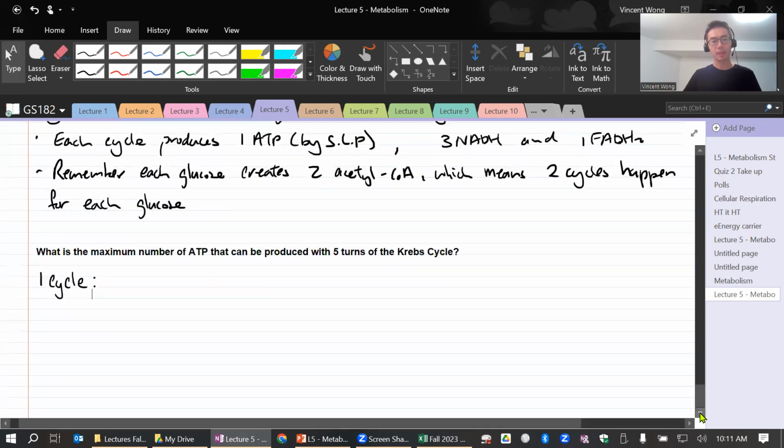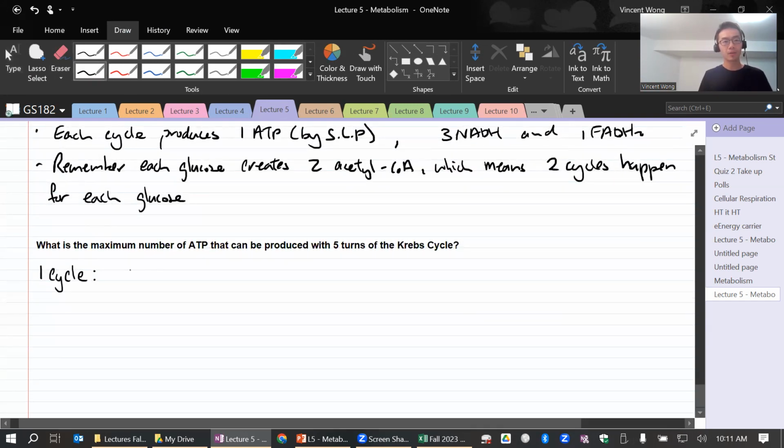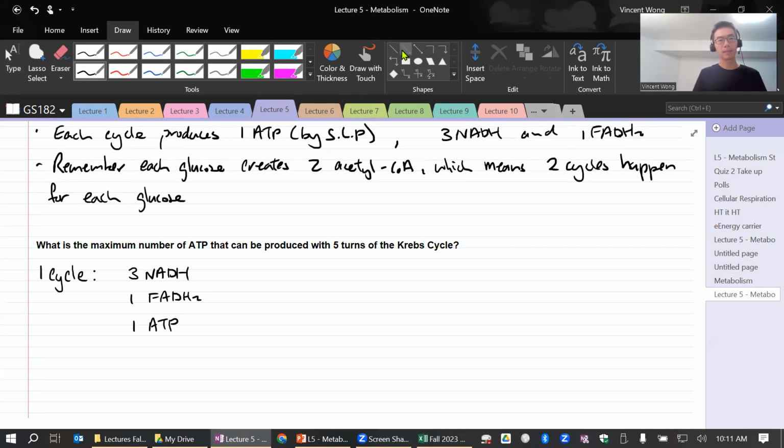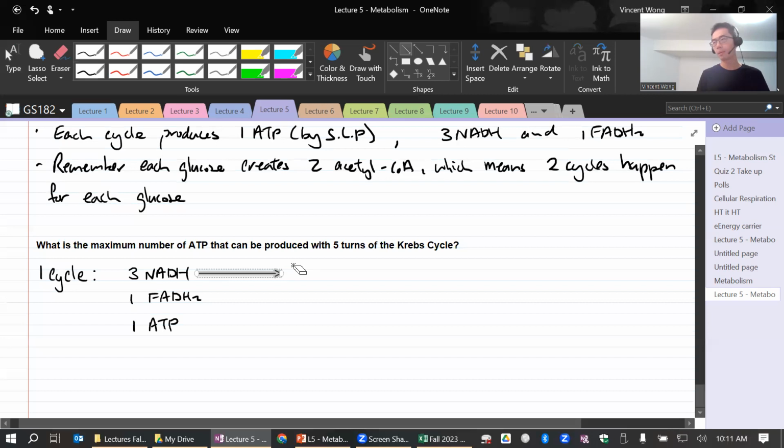I'm just going to write them down here. 3 NADH, 1 FADH2, 1 ATP. That's going to go on to step number 4. What number should I multiply this by? Yeah, thank you, Ramon. 3. 3 times 3 gives me 9 ATP.